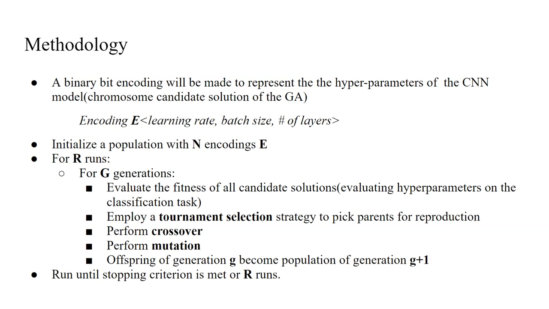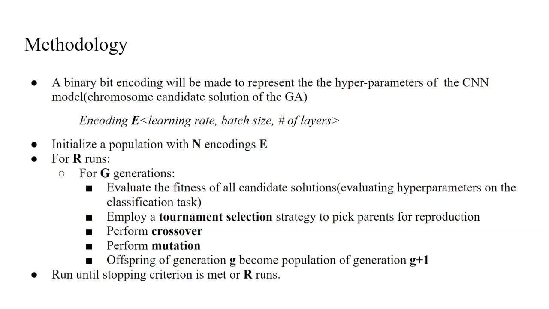Tournament selection is kind of like what it describes. You have a tournament size K, and K represents the number of individuals that will fight for selection. If you have a tournament size of 4, for example, 4 randomly selected individuals from your population will be selected, and the individual with the best fitness, or in this case the best classification accuracy, would become the parent.